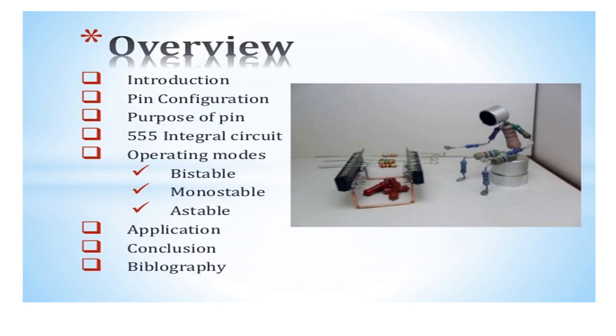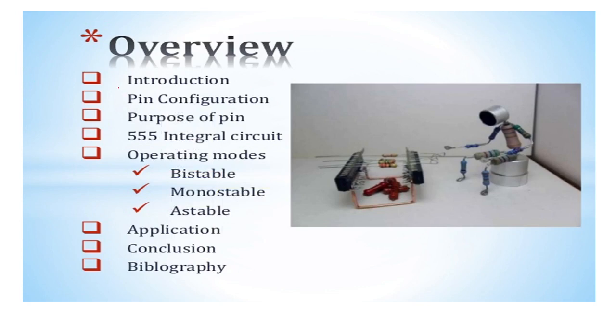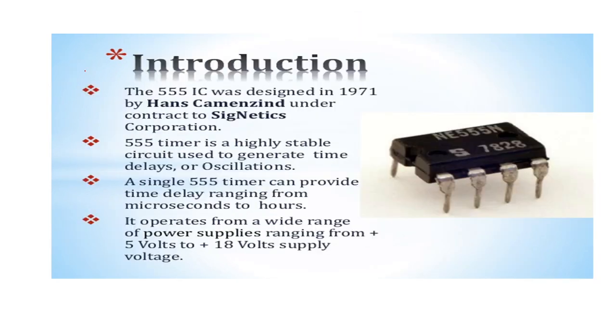So in the overview, what we are seeing in this particular 555 timer, I will discuss this thing. Just a minute, I will take the pen. Okay. So first of all, the introduction. We will see the 555 timer, then the configuration, the purpose, then the internal diagram of the 555 circuit. Its operation modes are very essential, that is nothing but bistable, monostable, astable. Then its applications, conclusion, and all that. Everything we will see with the help of the 555 IC. So let's start with the introduction.